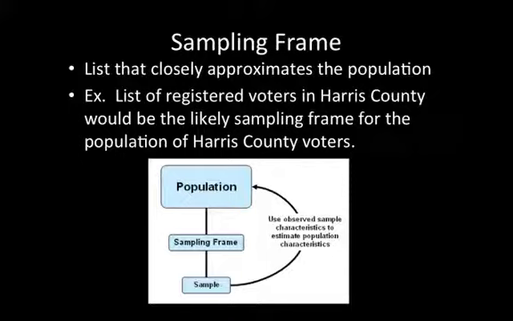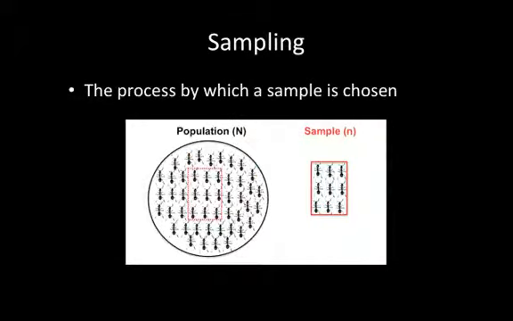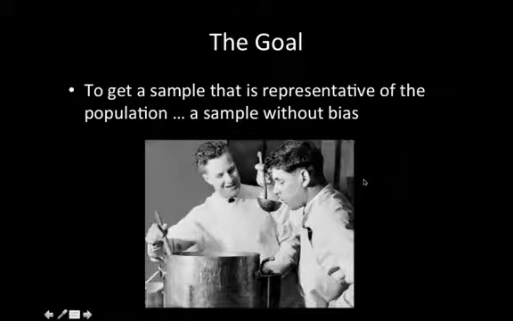We've got our population, the sampling frame mirrors it, and then the sample should hopefully be a representative subgroup of the sampling frame. So what is the sample? The sample is just a subset of the population. The sampling is the process by which a sample is chosen. As you can see here, a sample of little n ants is chosen from a population of big N ants. Sampling is how we actually get that little subgroup, how that subgroup is selected. The goal of sampling is to get a sample that is representative of the population, a sample without bias.